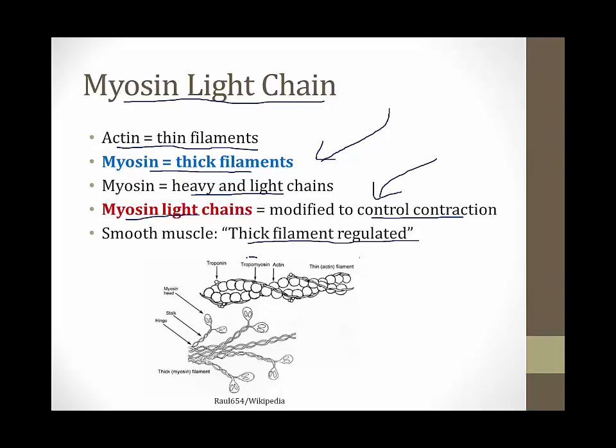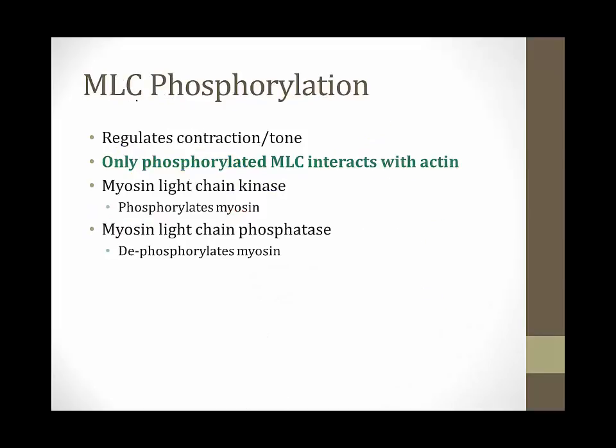In skeletal muscle, tropomyosin is modified on the thin filament so that muscle contraction occurs. It's different in smooth muscle. Smooth muscle is thick filament regulated. The phosphorylation of myosin light chains is a major regulator of smooth muscle cell contraction and smooth muscle tone. The reason for this is because only phosphorylated myosin light chain will interact with actin. This is a special feature of smooth muscle cells. So by controlling the amount of phosphorylation of myosin light chains, a cell can control the amount of contraction or tone.